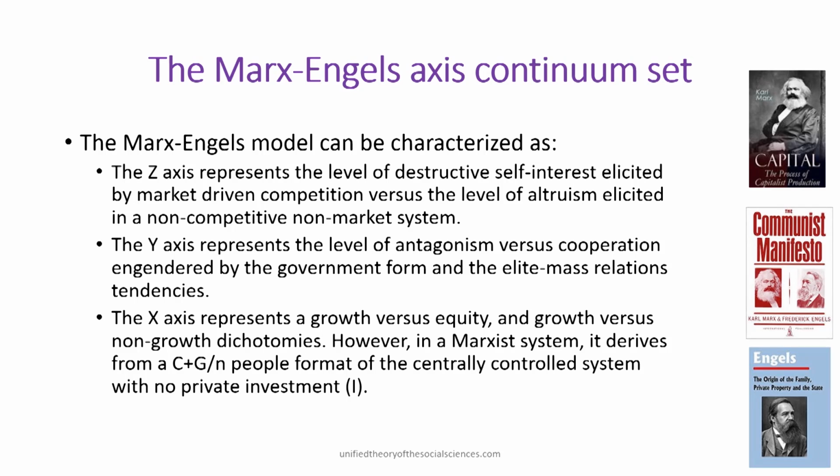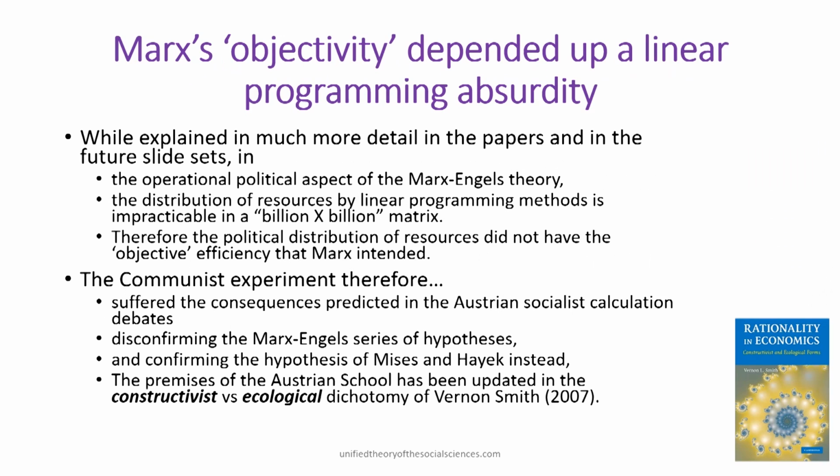dichotomies. However, in a Marxist system, it derives from C plus G over N people format of the centrally controlled system with no private investment, so there's no I. We'll explain in much more detail in the papers and in the future slide sets the operational political aspect of the Marx-Engels theory. The distribution of resources by the linear programming method is impractical in a billion by billion matrix. Linear programming didn't work. Therefore, the political distribution of resources did not have the objective efficiency Marx intended.